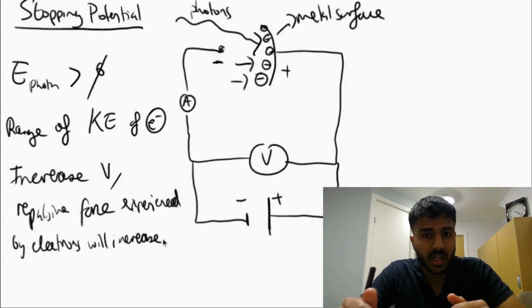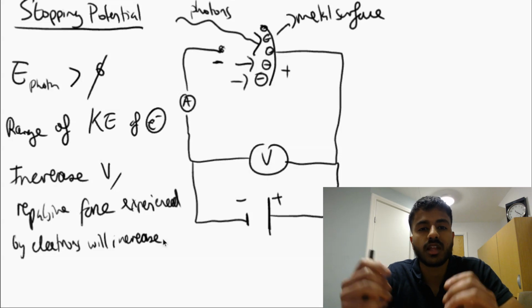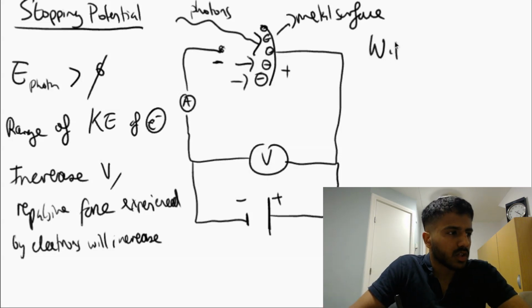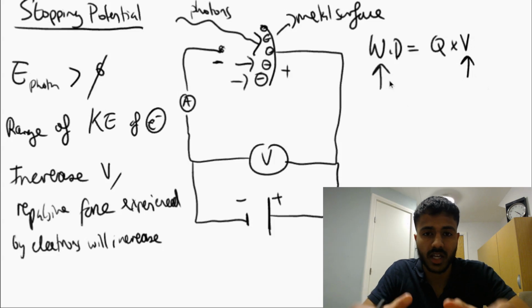And if I keep increasing it, I'll get to a point eventually where the repulsive force is so strong that the electrons cannot actually jump across the other side. And this is because, well, we know that work done is equal to the charge times the voltage. So if we increase the voltage, we're increasing the work that needs to be done against this force in order for the electrons to reach the other side.